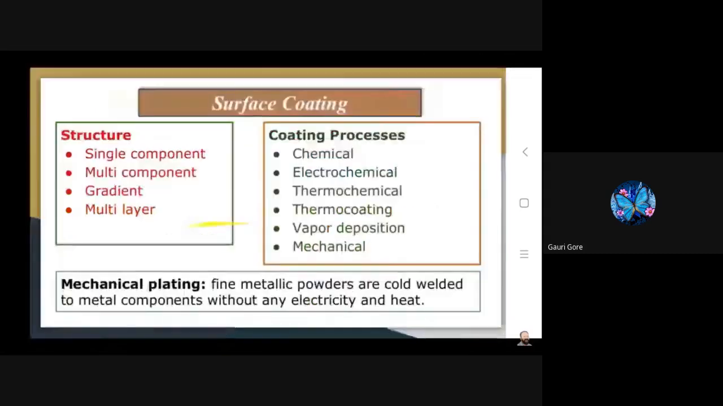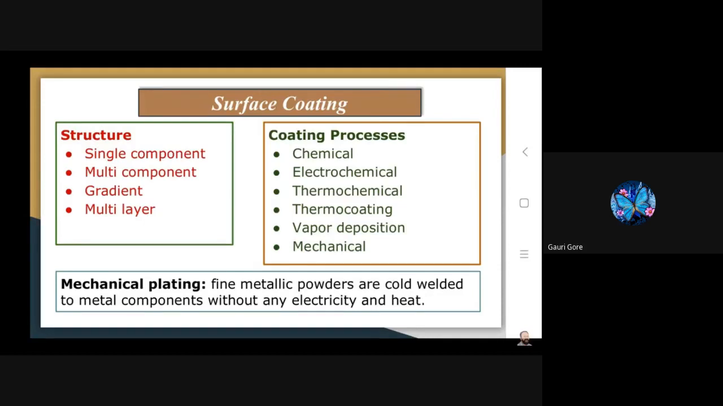Now, if you look at the coating process, it can be developed in different ways, and the structures may be a single component, it is possible to deposit a single component on the surface, as well as multiple, different components up to a certain thickness, or a gradient. Different gradients exist, with the concentration of the second component varying from the top surface to the bottom. And in most cases, a coating has a very small thickness, in the micrometer range.